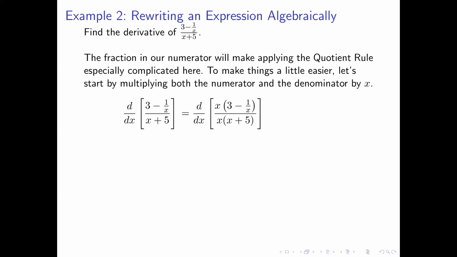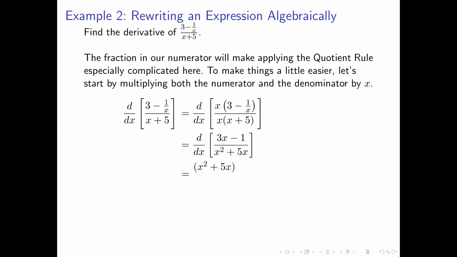And if we distribute the x into each binomial there, you can see that the fraction in the numerator goes away. We now just have 3x minus 1 over x squared plus 5x. And now we just have a polynomial over another polynomial. And this is about as straightforward at this point as an application of the quotient rule gets.